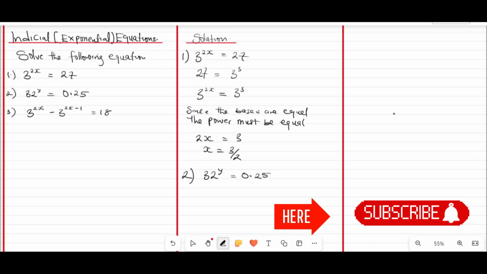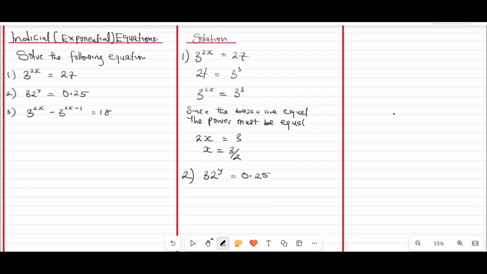is given to us. So for number 2, we have 32 raised to the power y equal to 0.25. Now at the right hand side, we can express 0.25 as a fraction of 100. So I can have 32 raised to the power of y equal to 25 divided by 100. Now this I can write as 32 raised to the power of y equal to 1 divided by 4.